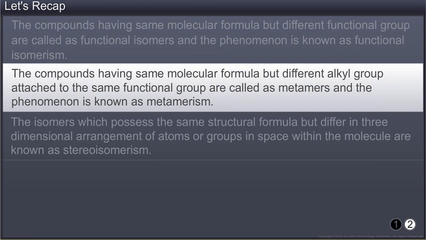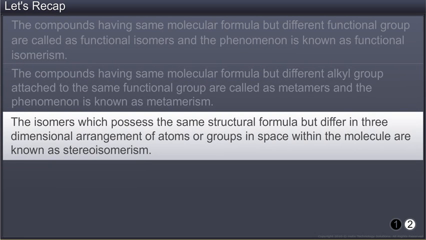The compounds having the same molecular formula but different alkyl groups attached to the same functional group are called metamers, and the phenomenon is known as metamerism. The isomers which possess the same structural formula but differ in three-dimensional arrangement of atoms or groups in space within the molecule are known as stereoisomers, and the phenomenon is known as stereoisomerism.